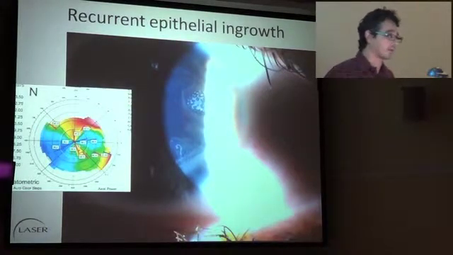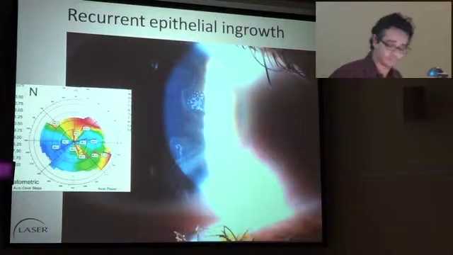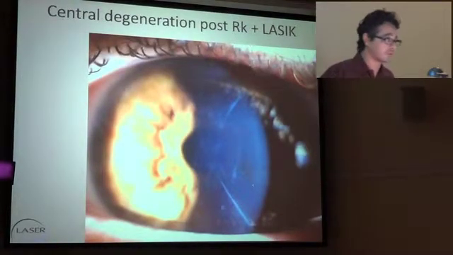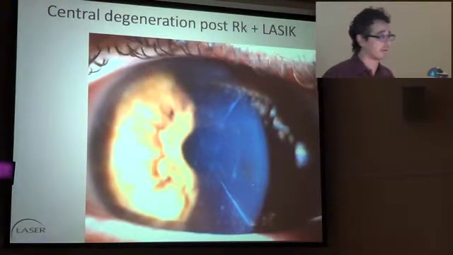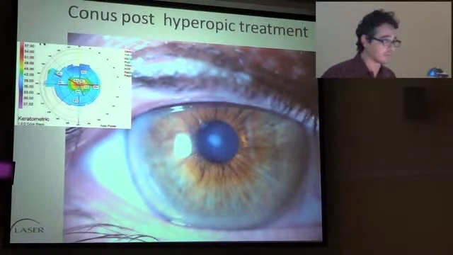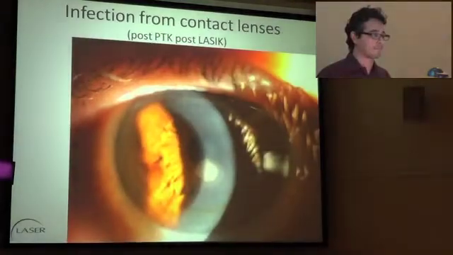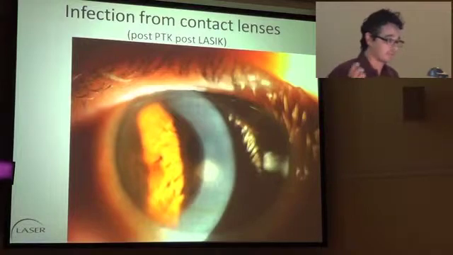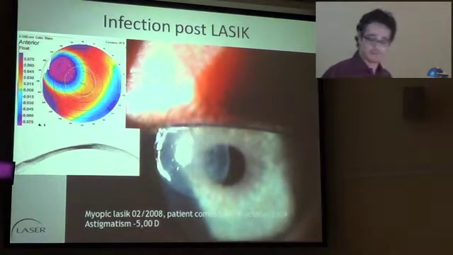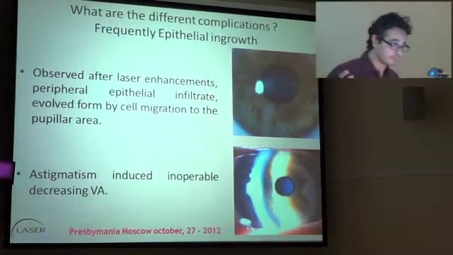So this is a typical case of epithelial ingrowth with major, severe and untreatable astigmatism after some washes. Another case of central degeneration after radial keratotomy and enhancement by LASIK procedure. Another case of repeated hyperopic treatment with a conus with a scar. An infectious case under contact lens, and a spontaneous infectious case after LASIK, in a patient who didn't come after the first symptoms.